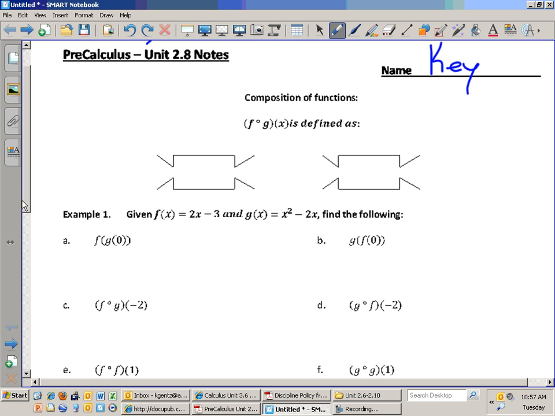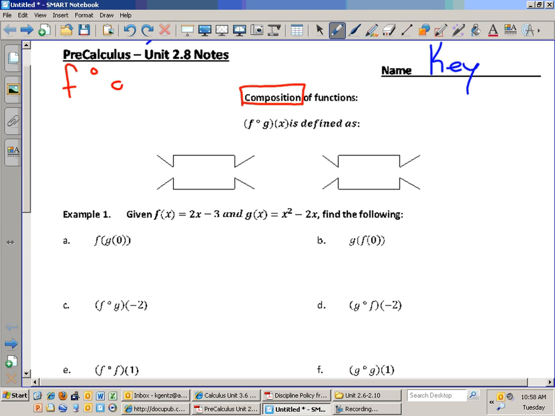The key word today is composition function, and we're going to study the composition of functions. This is something entirely new to you, and you're going to have to learn some new terminology. The terminology that you're going to see is this.